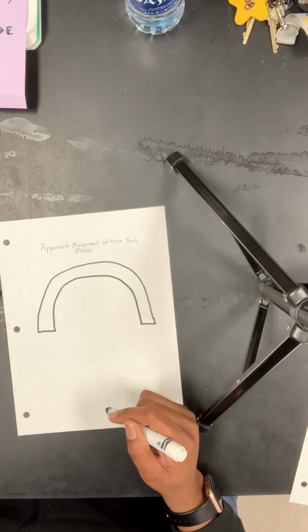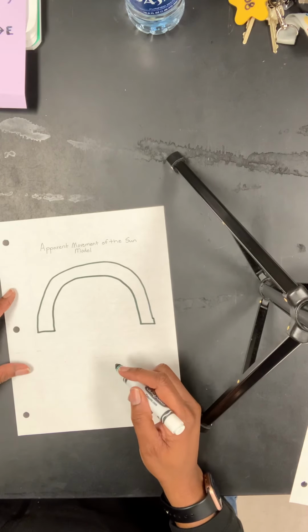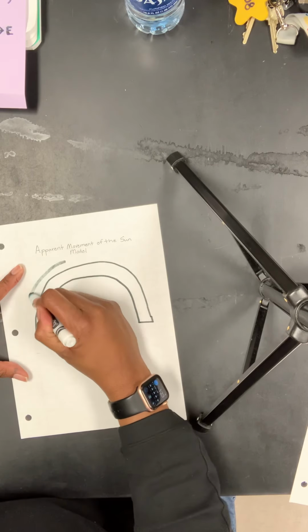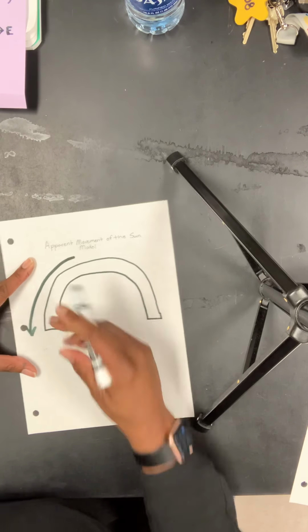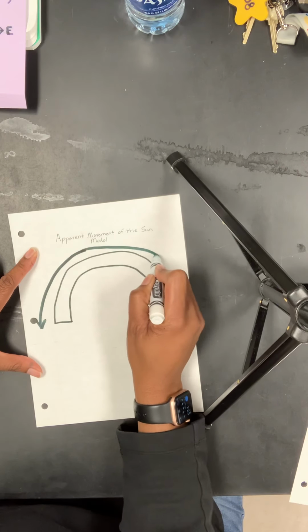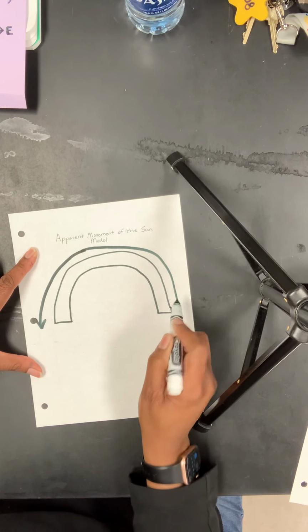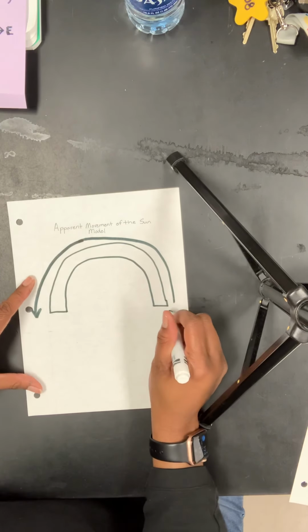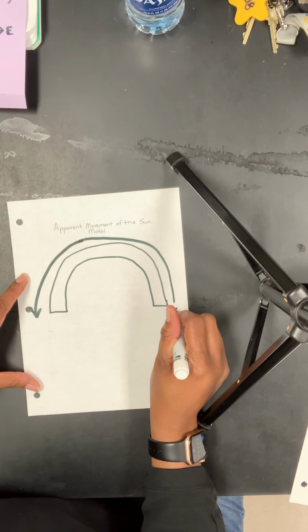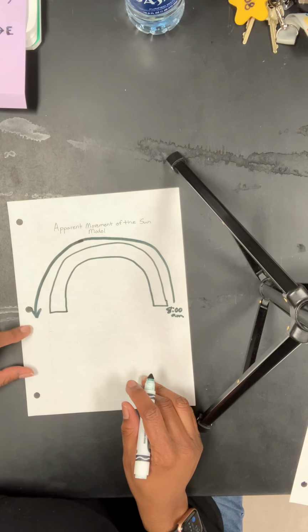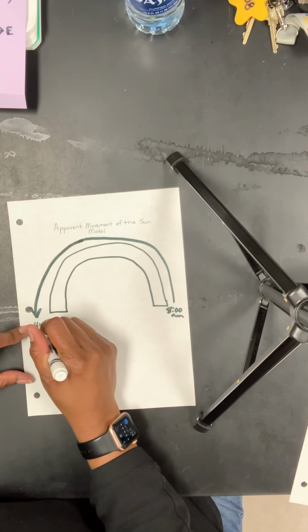Okay, after you draw the arch, then you'll want to go over that arch with an arrow. So we're going to put the arrowhead on one side, and on the other side we won't have an arrowhead, showing that the direction will end here. This side will be labeled 8 a.m. and this side over here will be labeled 4 p.m.